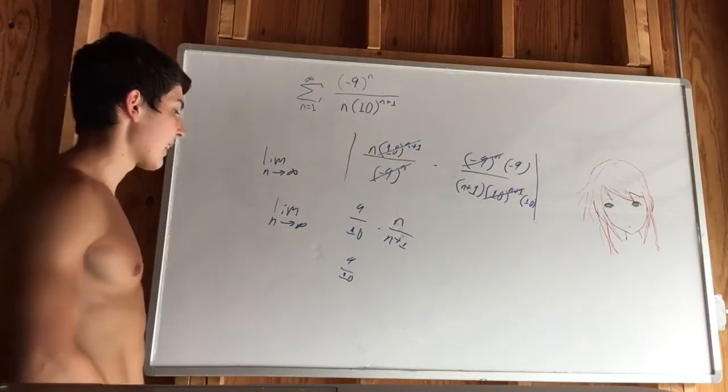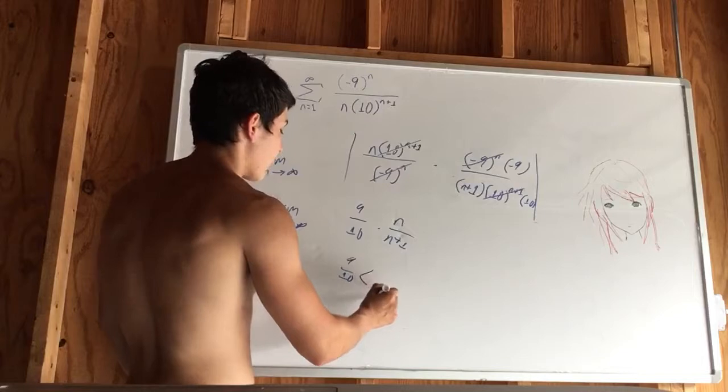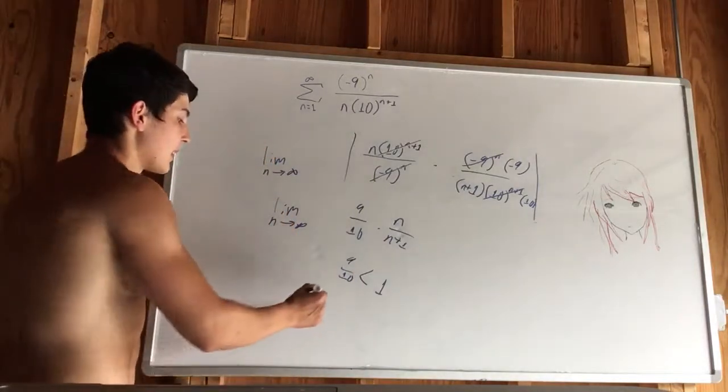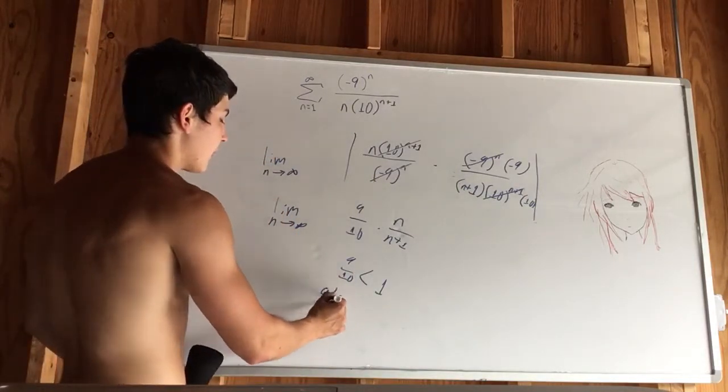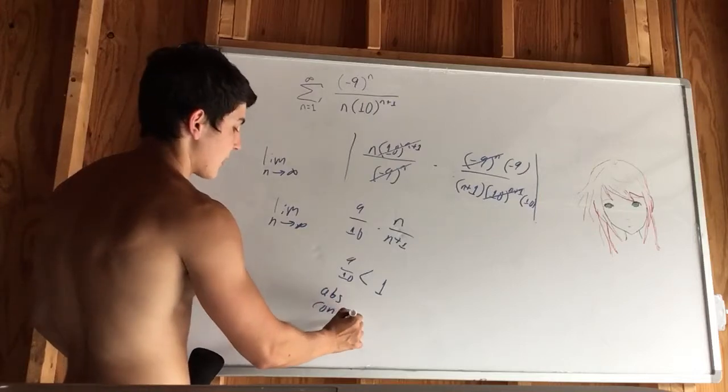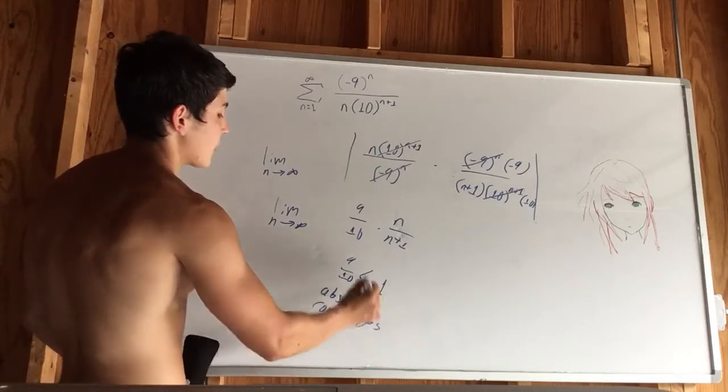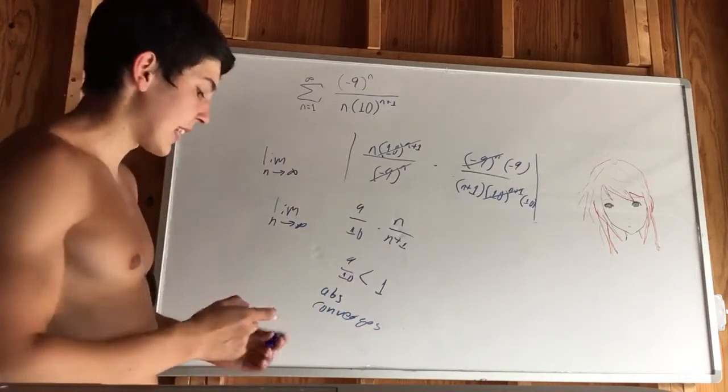So 9 tenths is less than 1. That means this absolutely converges by the ratio test. It absolutely converges because we had a limit that was less than 1.